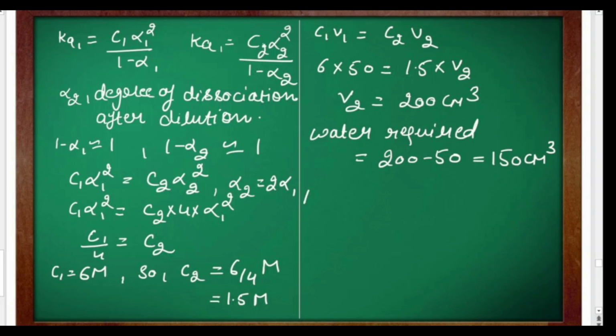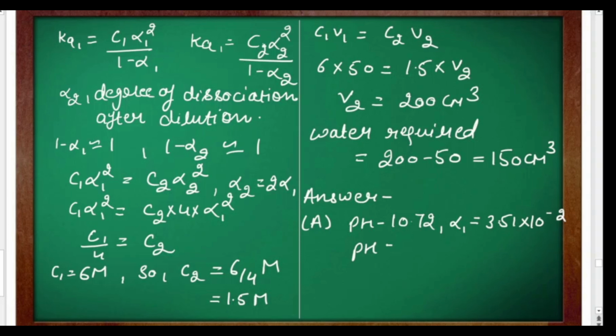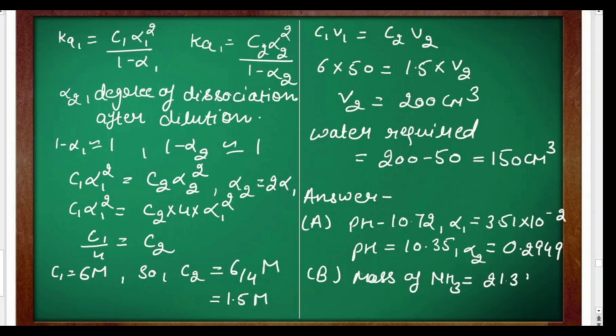Answer: Part A pH is 10.72, alpha 1 is 0.0351. After dilution pH is 10.35 and alpha 2 is 0.2949. Part B mass of ammonia equals 21.386 gram. Part C water required for double conversion is 150 cm³.